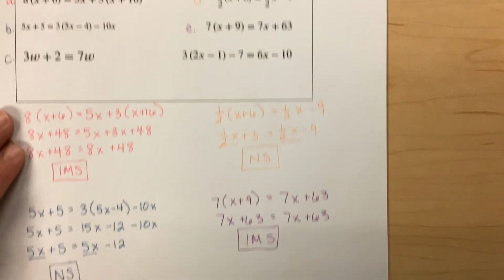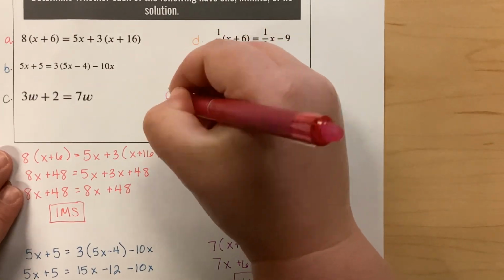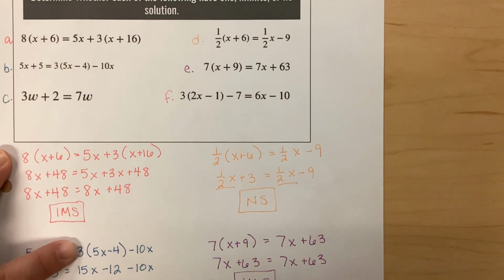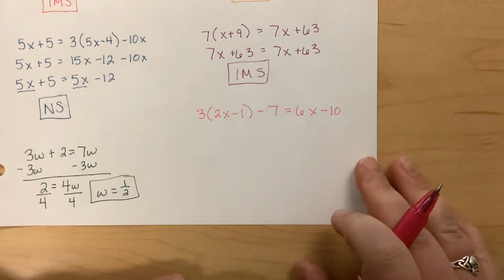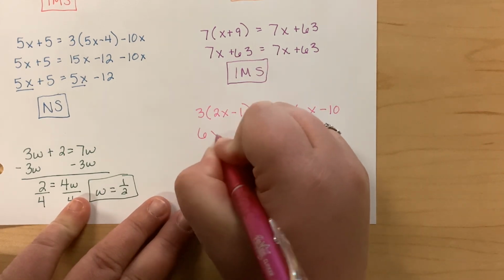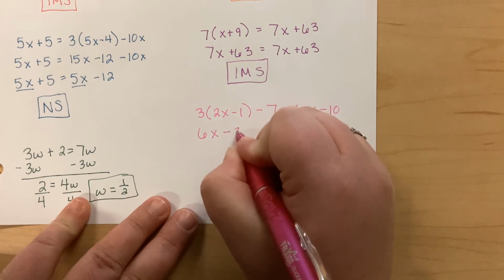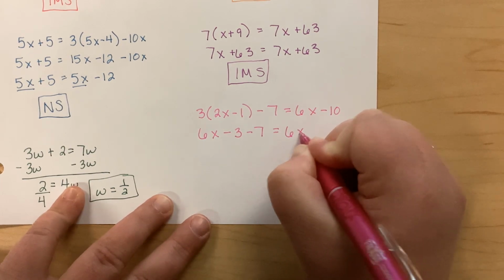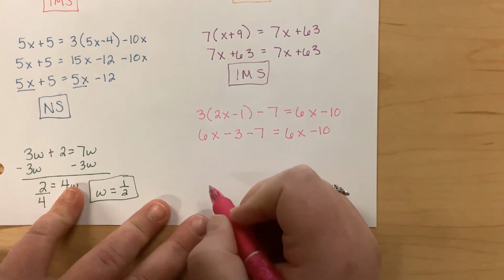All right, last one. This is problem F. We have 3 times 2x minus 1 minus 7 equals 6x minus 10. All right, let's do the distribution. 3 times 2x is 6x. 3 times negative 1 is negative 3. Bring down your negative 7 equals 6x minus 10.